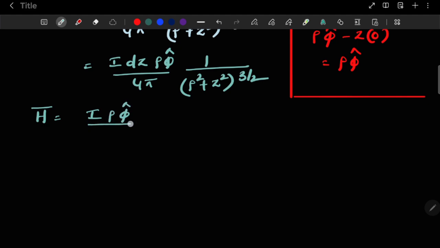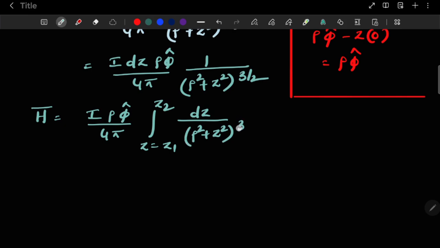Rho phi cap by 4 pi, integral z changes from z1 to z2, because we are working with a finite length conductor. If you want the infinite length conductor, just take z1 as minus infinity and z2 as plus infinity. Then we need to do the integration for dz by rho square plus z square power 3 by 2. Okay, so this is what we have to take.